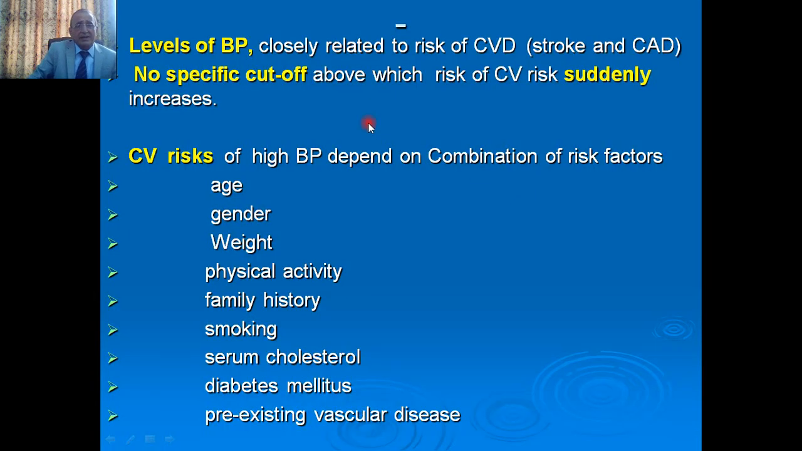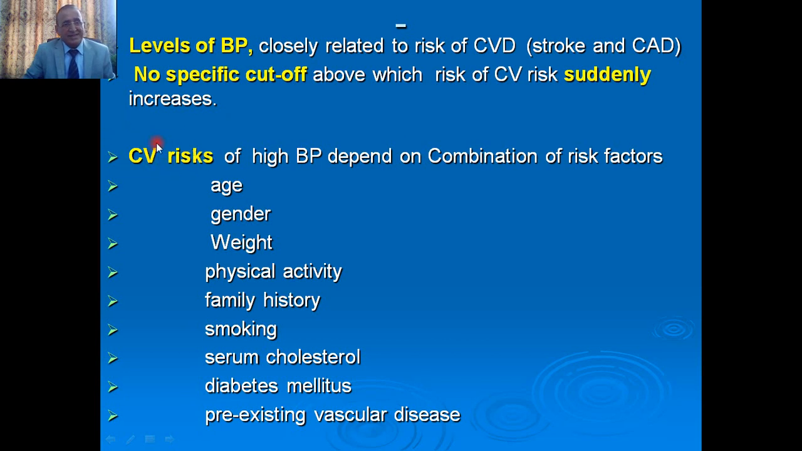Now about the level of blood pressure. Actually, the level of blood pressure is related to the cardiovascular risk. These two terms are different, by the way: cardiovascular is not coronary artery. It is related to the cardiovascular risk, that's stroke and CVA. But we don't have a specific cut-off so that we can say this level is serious, unless we join that cut-off with certain risk factors.